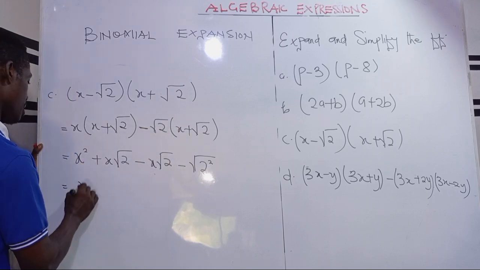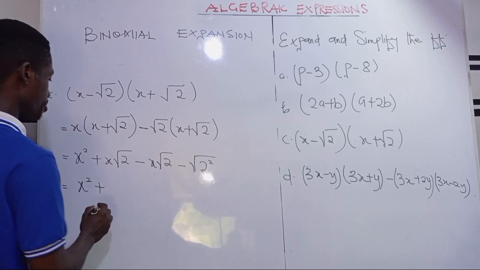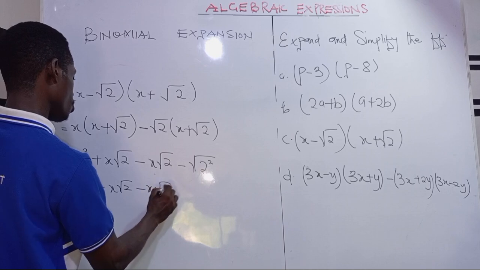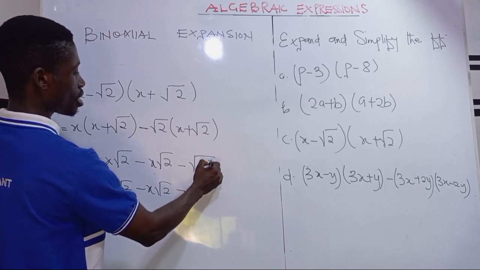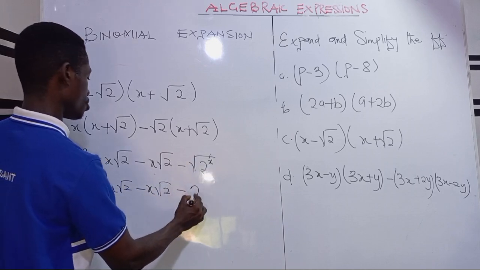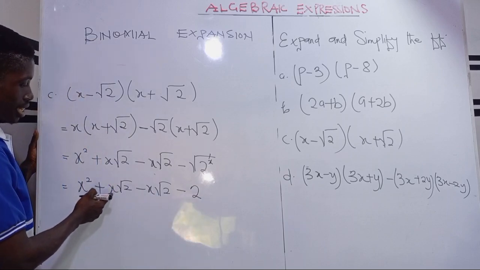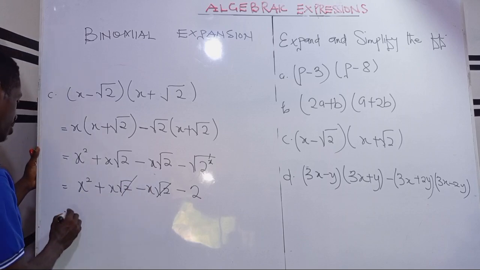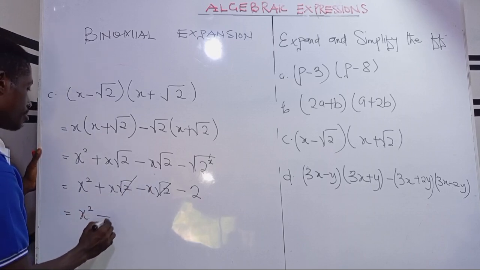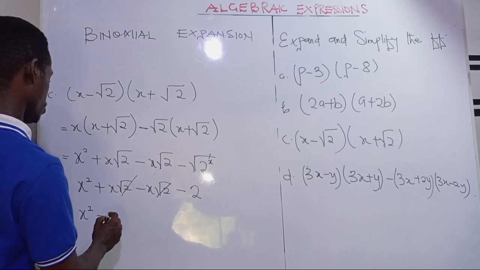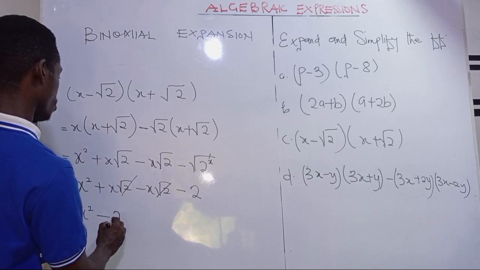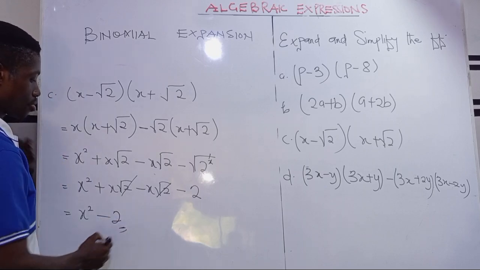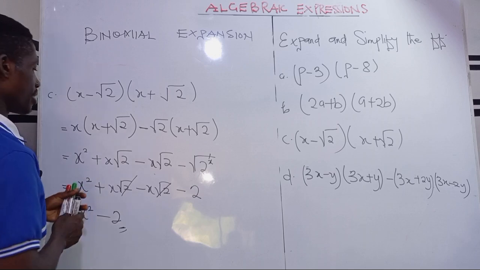So we are going to get x squared plus x root 2 minus x root 2. Now the square will cancel the radical sign. We are left with what? 2. Good. Now you know that x root 2 minus x root 2 will cancel. So we are left with what? x squared minus what? 2. So we have x squared minus 2. Very, very easy and then simple.